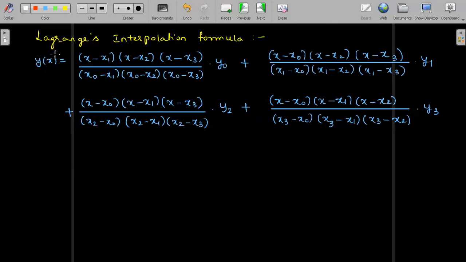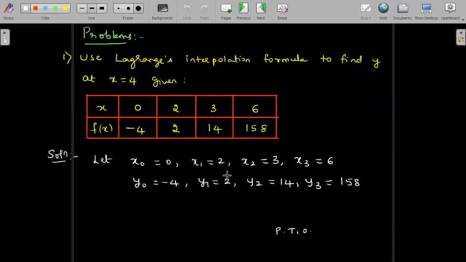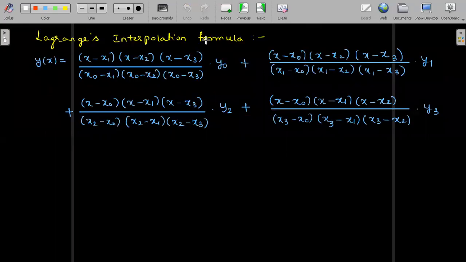So I have written the formula for Lagrange's interpolation. Observe that we have the data for x0, x1, x2, x3. So the formula will be applicable only for 4 set of values. Since we have 4 set of values of x and y given in the data, 4 terms will be written in the formula. Those 4 terms will be written based on skipping each time x0 in the first one, x1 in the second one, x2 in the third one, and x3 in the fourth term.